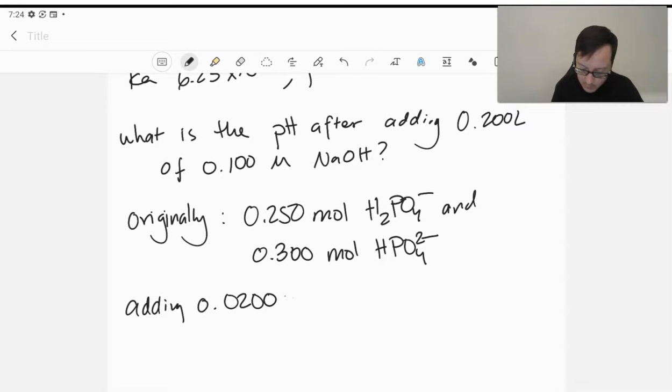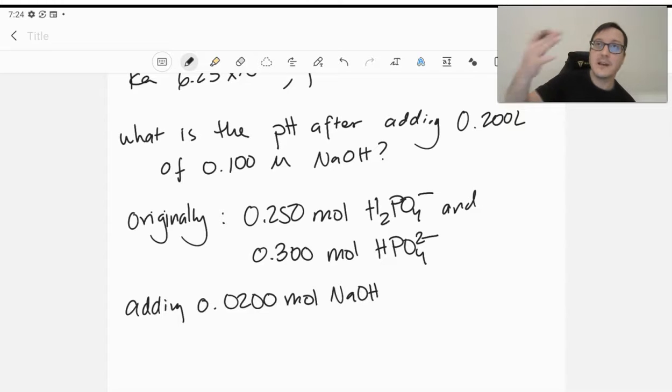And we're going to be adding 0.2 liters of 0.1 molar NaOH, which means we are adding 0.02 moles of NaOH, right? Our molarity is moles per liter, so the moles of NaOH would be that molarity, 0.1, times the liters, 0.2. The molarity times the volume is the moles. There we go. So we have that many moles of NaOH.